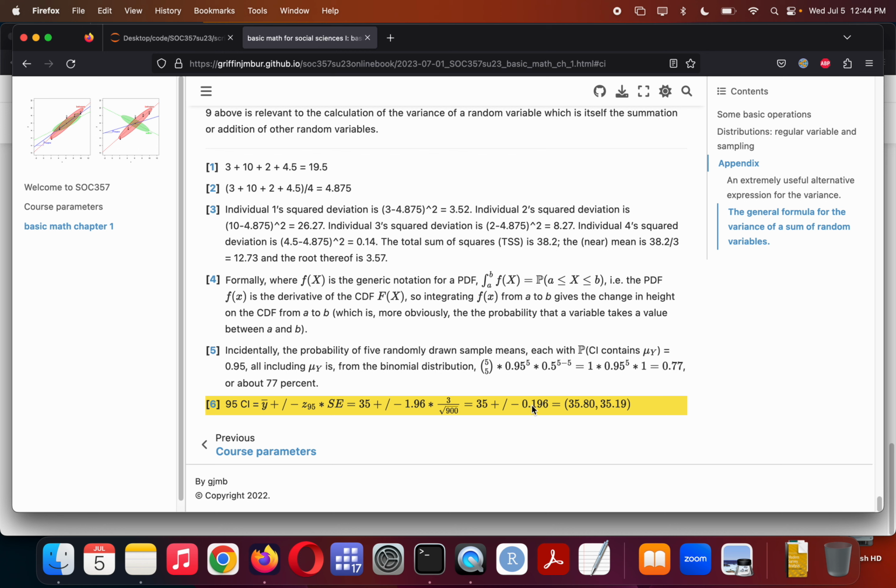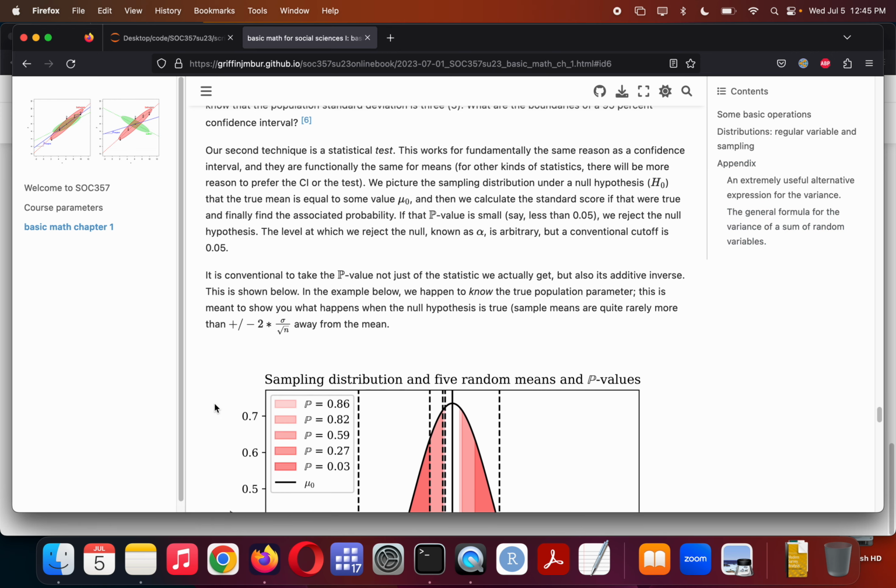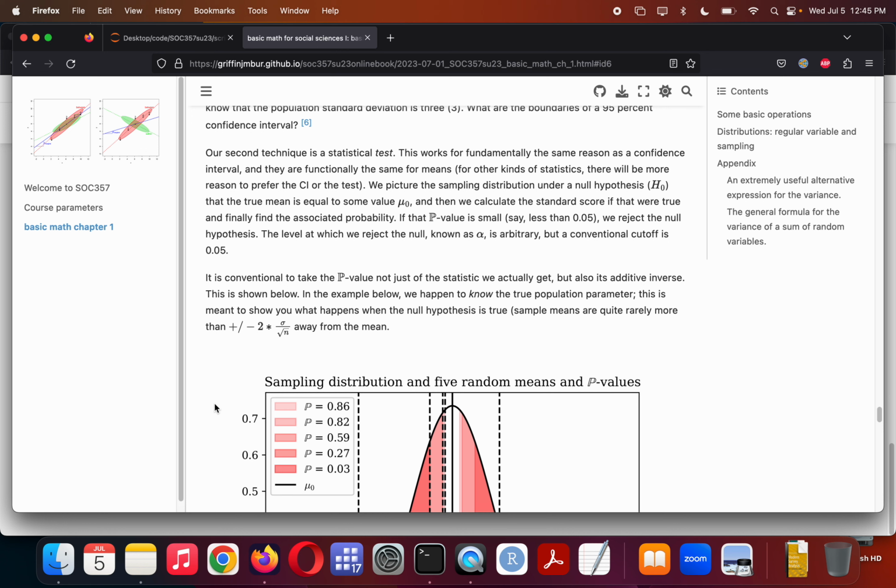35 plus or minus 0.196 is equal to 35.8 and 35.19. So we would say with 95% confidence, we believe that the true population mean age is between 35.8 and 35.19. I'm sorry, I flipped the order of these, not that it really matters, but 35.19 and 35.8. Okay, so that's why the confidence interval works, and that's how we would calculate it.